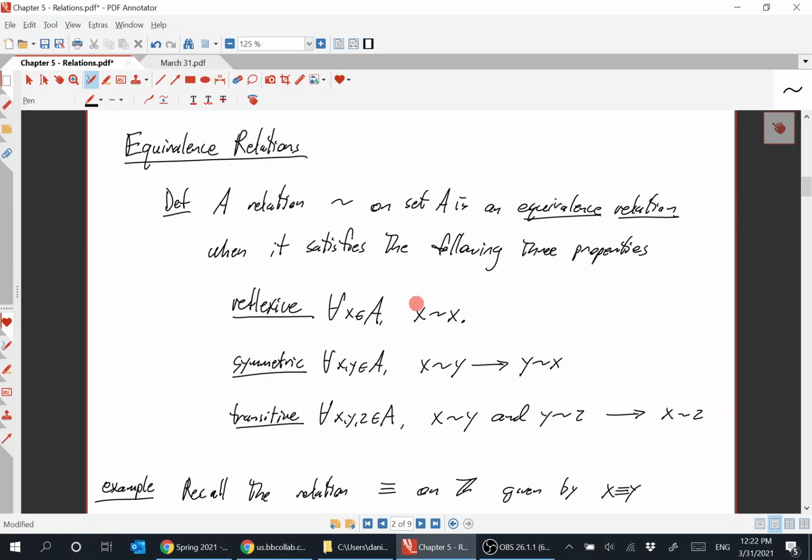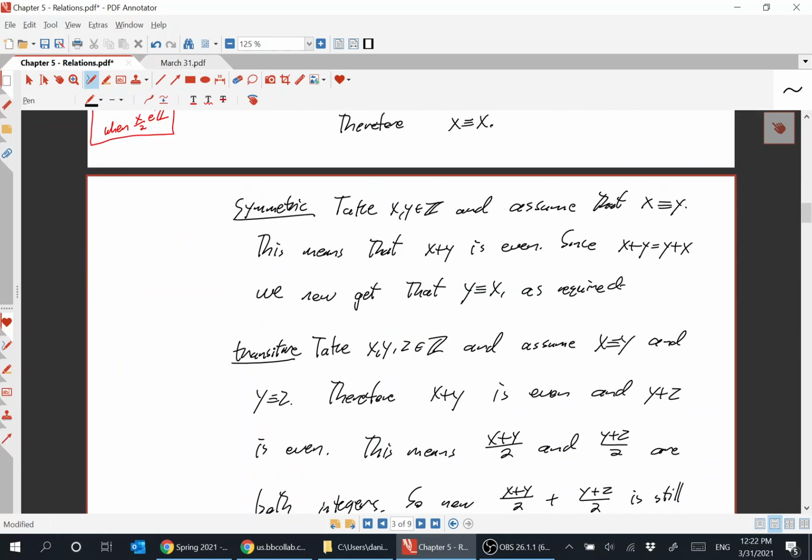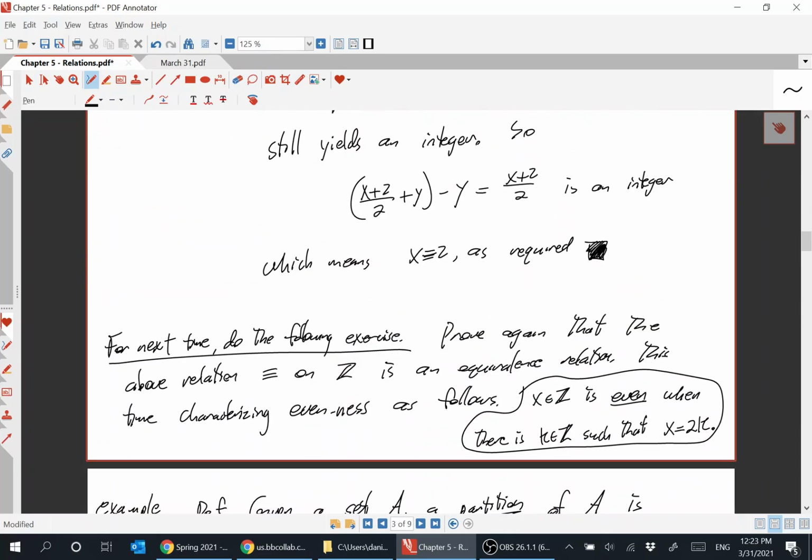X is always related to X for every X. X related to Y implies Y is related to X for every X and Y. And for every X, Y, and Z, X related to Y and Y related to Z implies X is related to Z. And we had a couple examples.